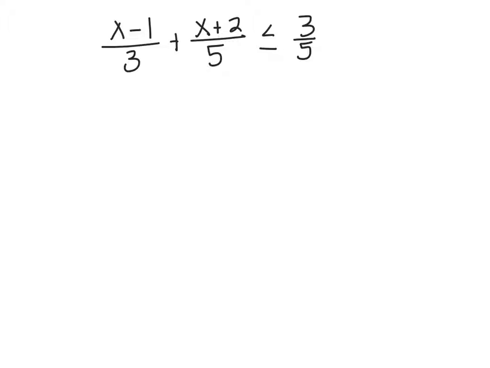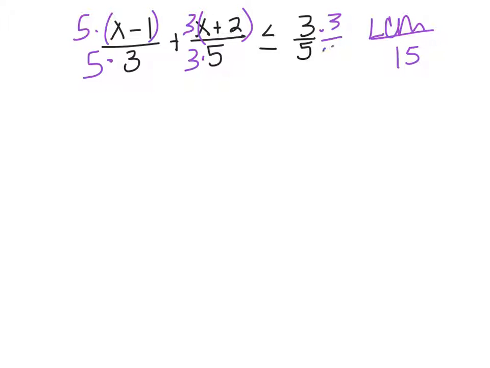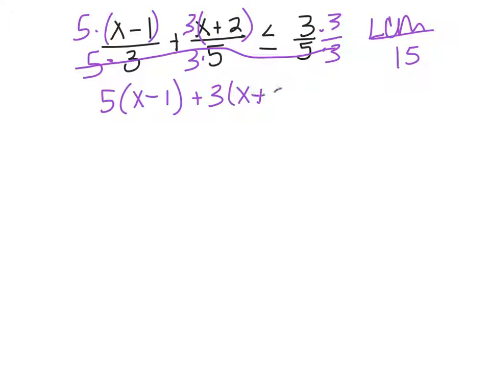Last problem. If I'm going to do this, I need a least common multiple. And in this case, it's going to be 15. So this first term, I need to multiply by 5 top and bottom. The second one, I need to multiply by 3 top and bottom. And the last one by 3 top and bottom. And when I do that, I can get rid of my denominator because they're all 15. So 5x minus 1 plus 3x plus 2 less than or equal to 3 times 3, which is 9.